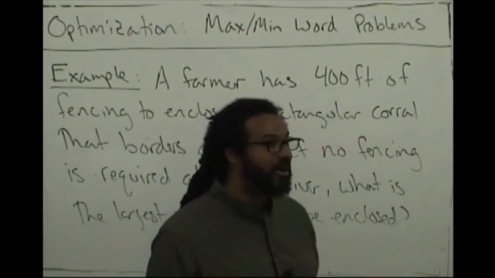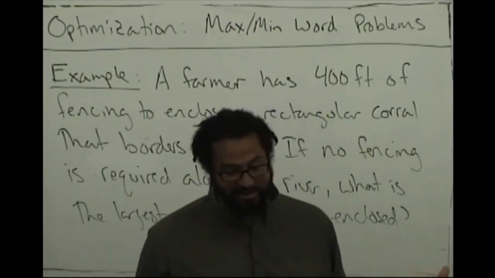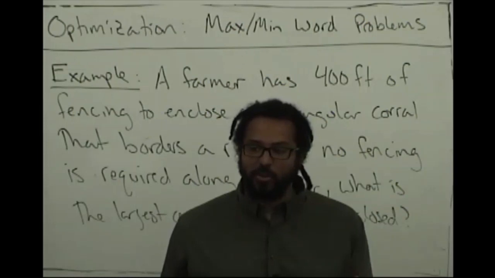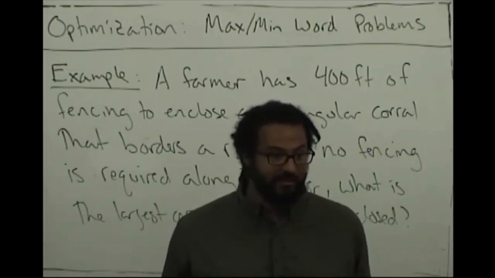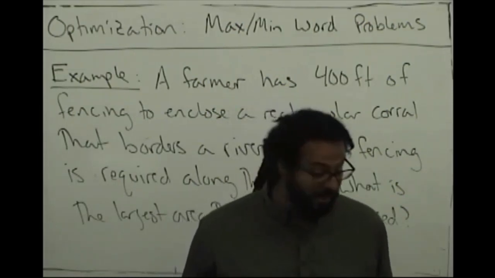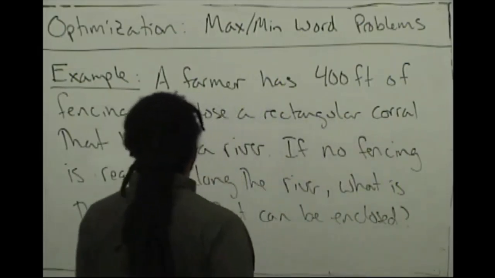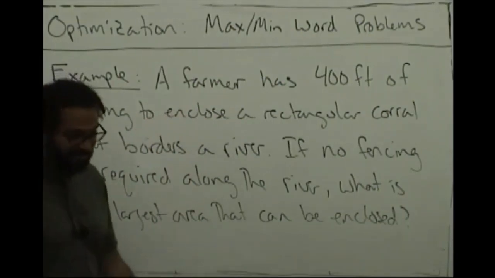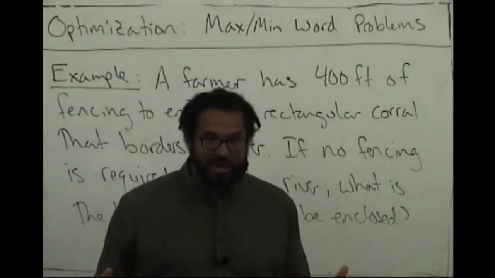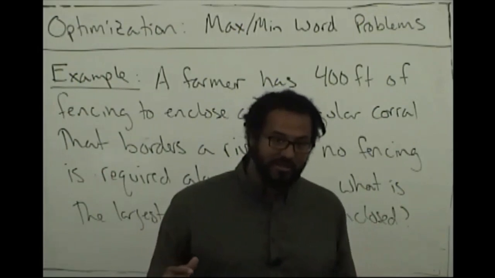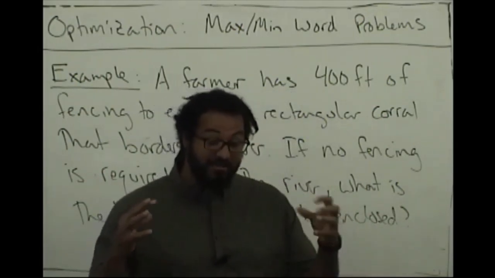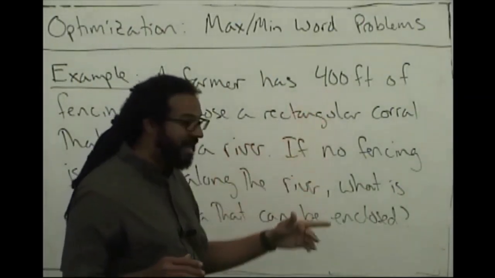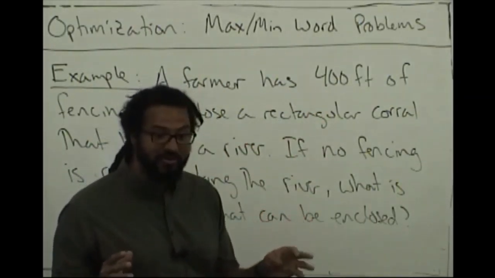And the hard part is to really just translate the information, translate the word problem into a function that you can differentiate. So here's the typical introductory example. A farmer wants to enclose a rectangular field along a river, and we've got a fixed amount of fencing that we can use. We want to find the field that we can enclose of the largest area.